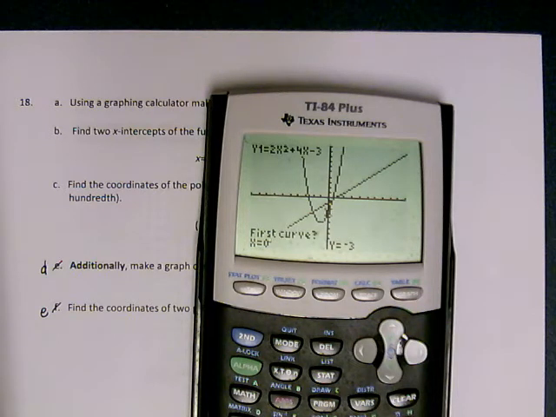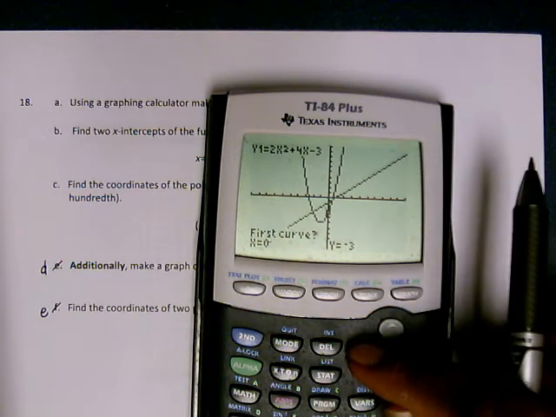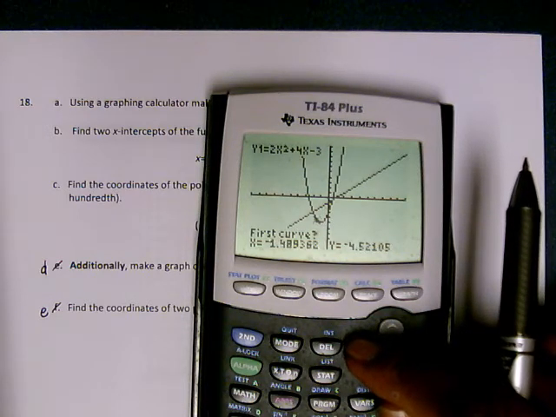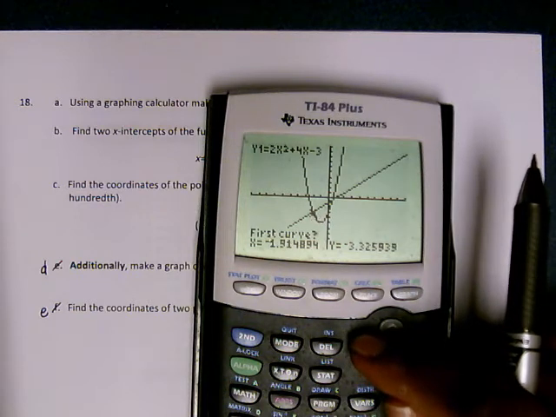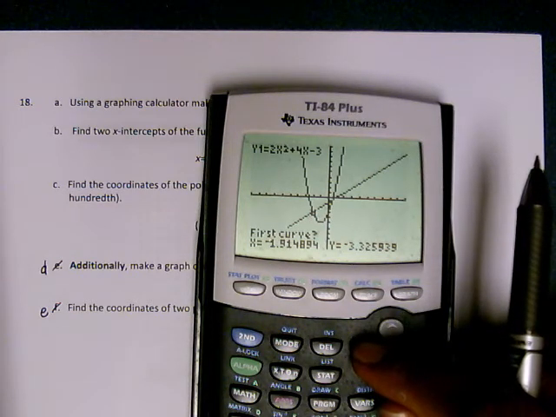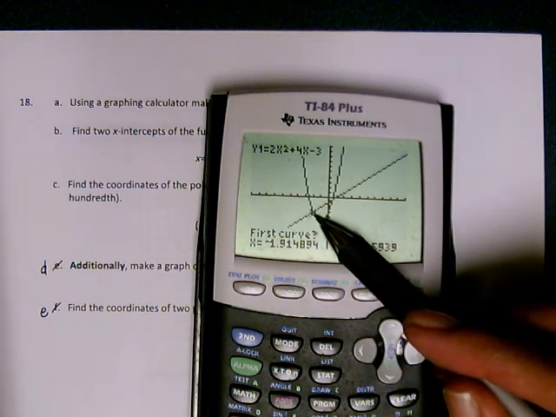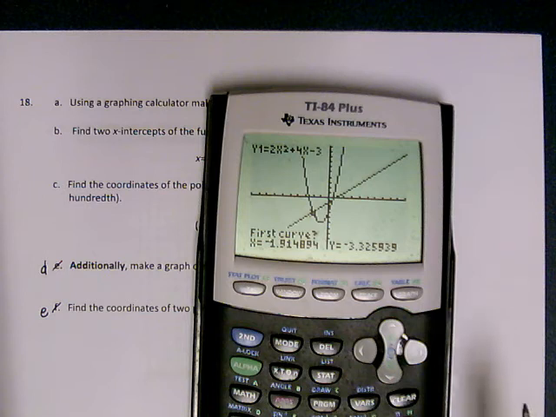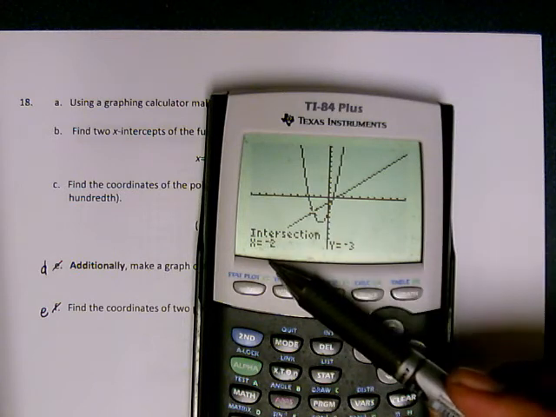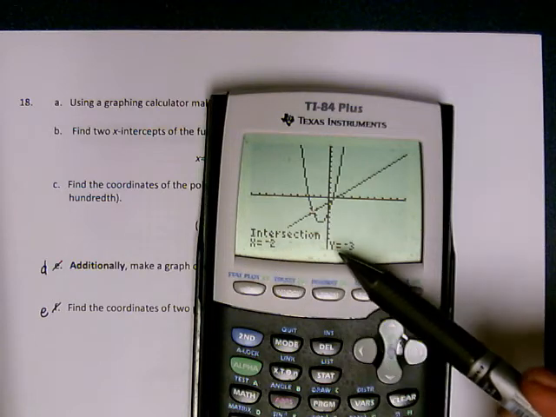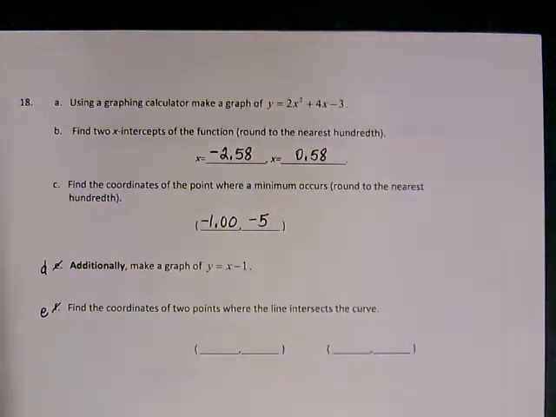Now you should get a message that says first curve. Now I'm going to use my left arrow key to position the cursor on top of that point of intersection, and I'm going to try to put that cursor as close as I can on top of that first point of intersection. And then what I'm going to do here is press enter 1, 2, 3 times. That will give me my first point of intersection, and I do have to write down the x and the y values. So here, negative 2, negative 3 is the point of intersection.